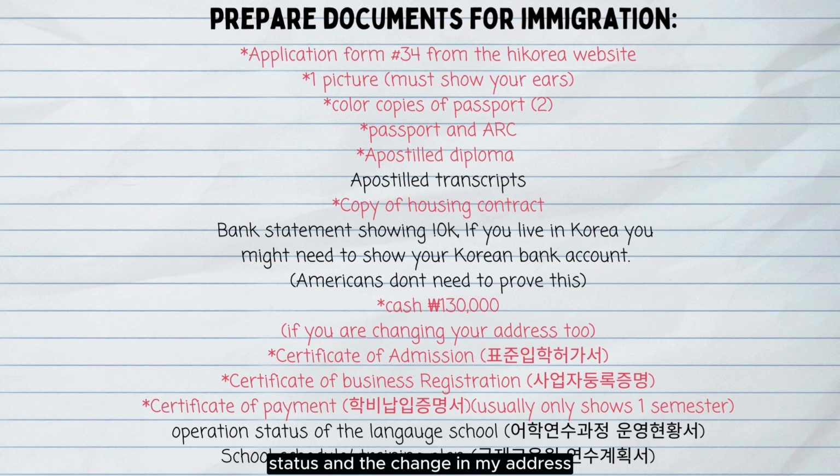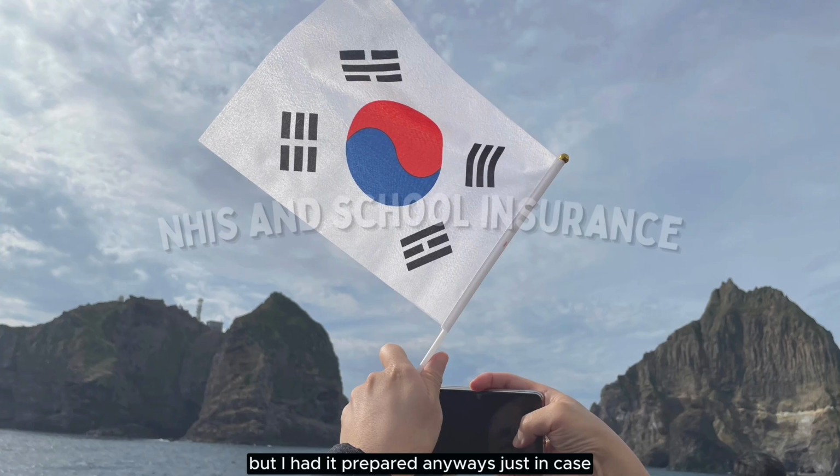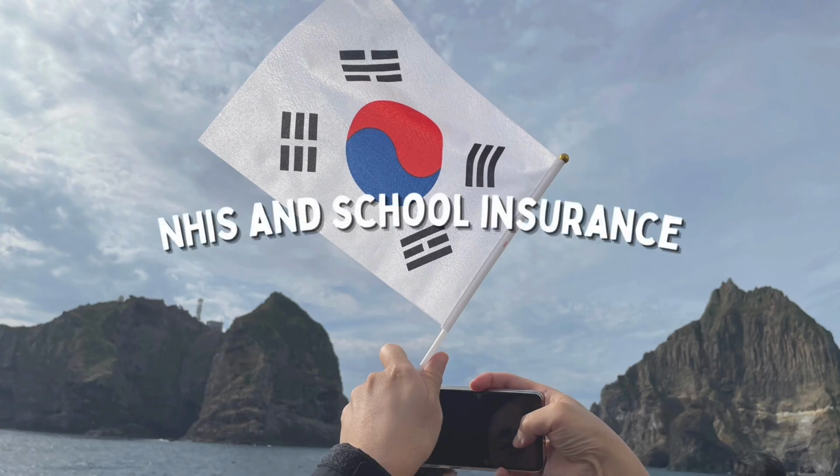I also had to bring 130,000 won in cash to pay for the change in visa status and the change in my address. Immigration asked me for my certificate of admission and the school certificate of business registration and my certificate of payment. They did not ask me for the operation status of the language school or the school schedule, but I had it prepared anyways, just in case.